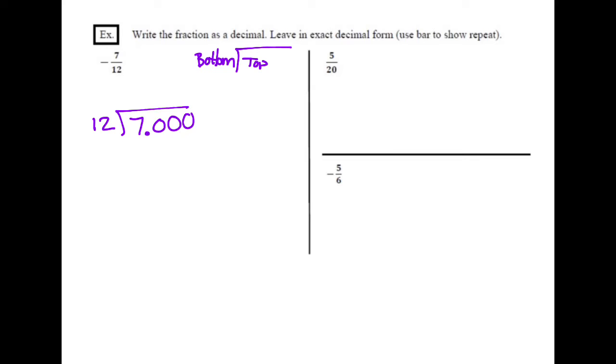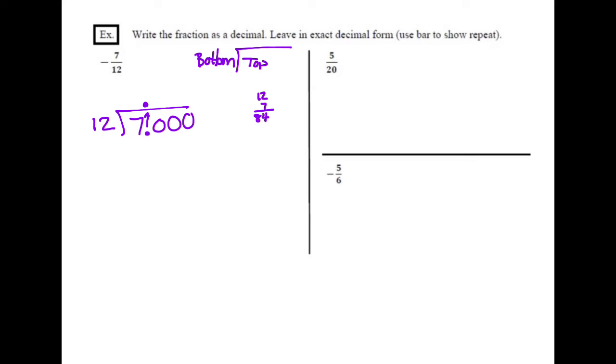12 doesn't go into 7 like we said, so we're going to use 70. Since we're going past the decimal, this decimal has to rise up to be part of the answer. It just goes straight up from where you are. So 12 into 70. If you know your 12's times tables, that's great. If you don't, let's do a few problems off to the side.